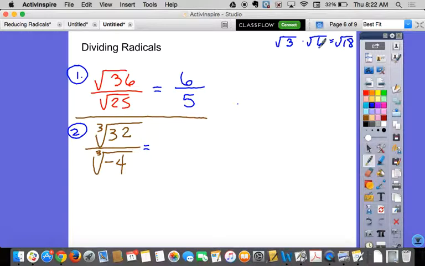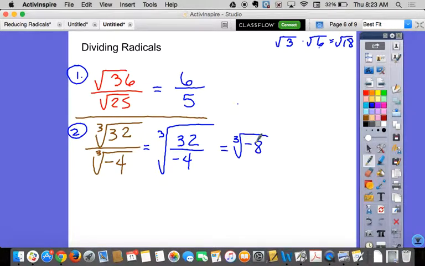So you can actually rewrite that in a different way. Instead of doing separate radicals, you can do one large radical. Now actually do the division. And you don't have to rewrite that if you don't want to. It's just a little bit easier to see, oh, it's permissible to divide. So what is 32 divided by negative 4? Okay, that's going to be negative 8.